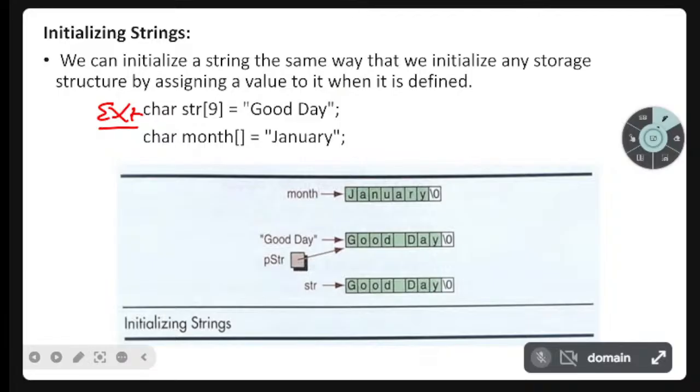The size is included with null character, right? The size is 9: 1, 2, 3, 4, space is also counted, 5, 6, 7, 8. Remember, space is also counted.